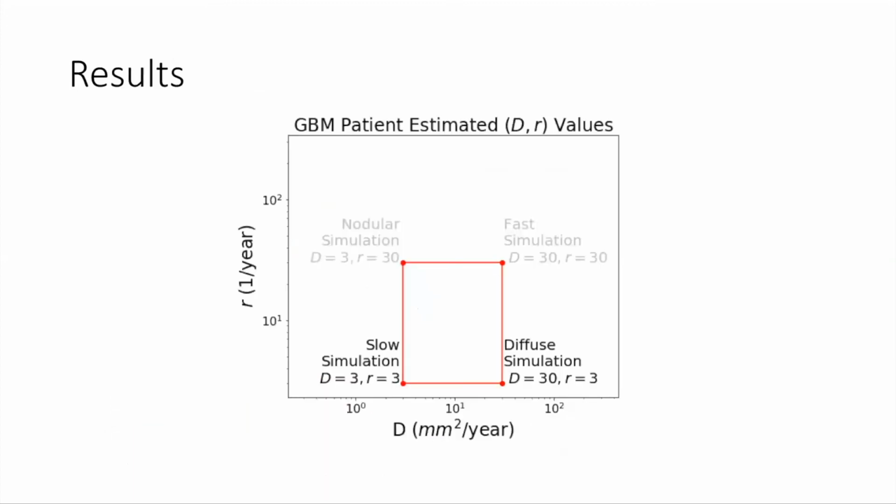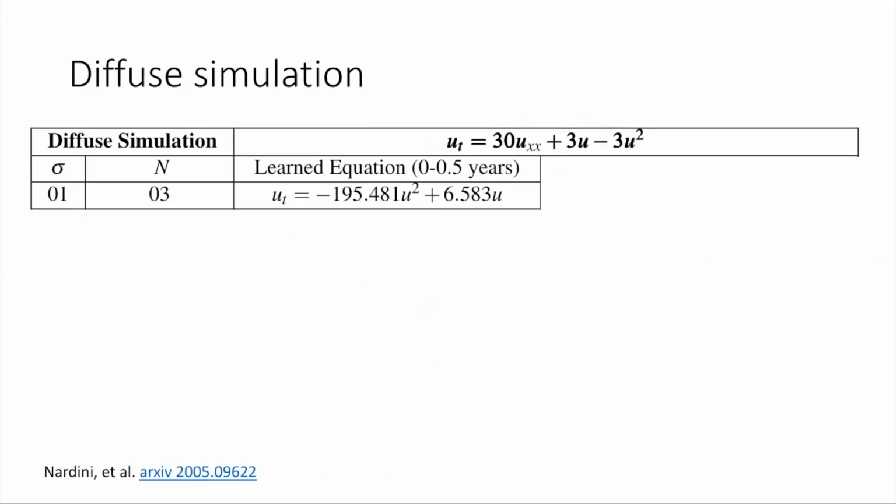With that, we can now start talking about some results of our equation learning methodology over a range of parameter values that are pertinent to glioblastoma. We'll start off with results that hold for the slow and diffuse simulations. I'm going to start off by discussing the diffuse simulation, but the results are also pertinent for the slow simulation. To start, we're going to look at our performance in inferring this correct equation given at the top over a short time interval of half of a year.